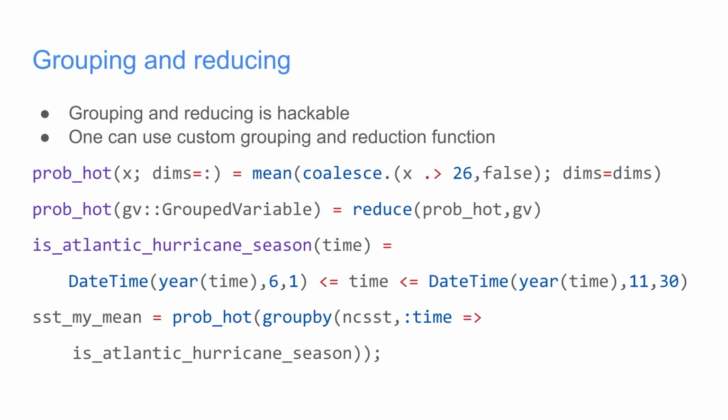But in this package here, you can actually use any Julia functions. Like if you want to define a season as the Atlantic hurricane season, you can do that. You could say, okay, that's between the 1st June and end of February, and you just define your function, is it within the Atlantic hurricane season, and then you group your data based on this. And then you can also reduce using other reduction functions, like looking at the temperatures larger than 26 degrees, for example.